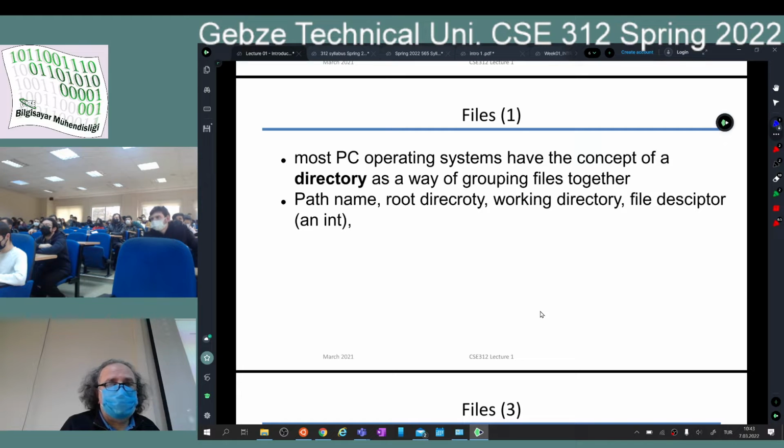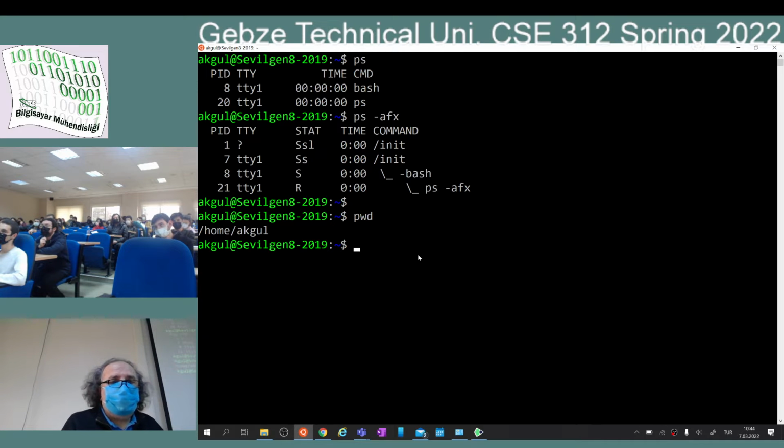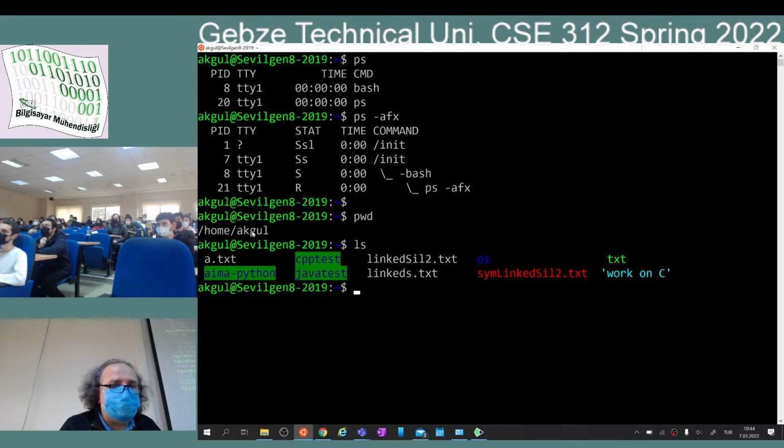With the files, you have this concept of directories, working directory, file descriptor, and so on. And we are going to look at them later one by one. So again, in our case, when I ask my shell program where my working directory is right now, this is my working directory. So what are the files in this directory? This ls is the command. You all know all of those.